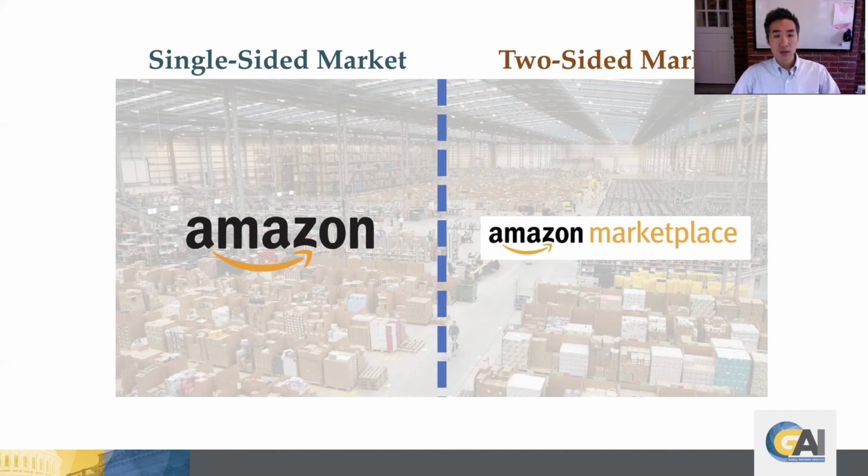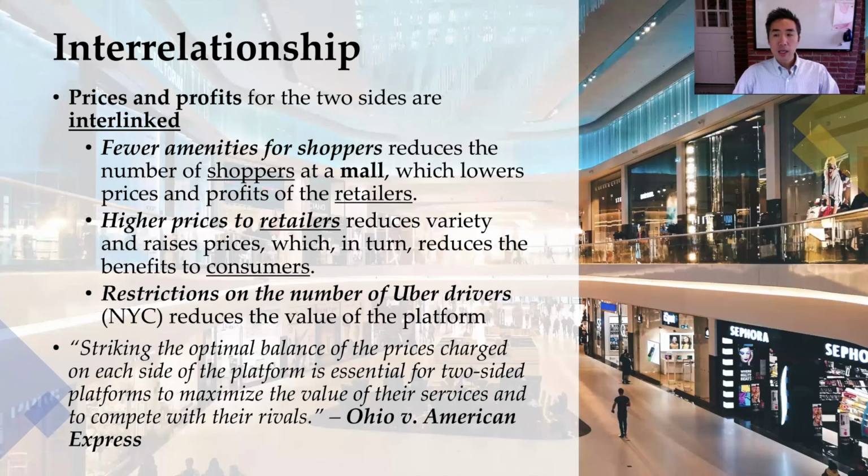And so here it's largely the same Amazon, but depending on the part of the business, it has characteristics that are a little bit different. So the key idea here is there's an interrelationship. Prices and profits for the two sides are interlinked. Take a shopping mall, which is actually a platform. Fewer amenities for shoppers reduces the number of shoppers at a mall, right? If the parking is horrible, you're probably going to be less likely to go there, which lowers prices and profits of the retailers. That hurts those retailers.